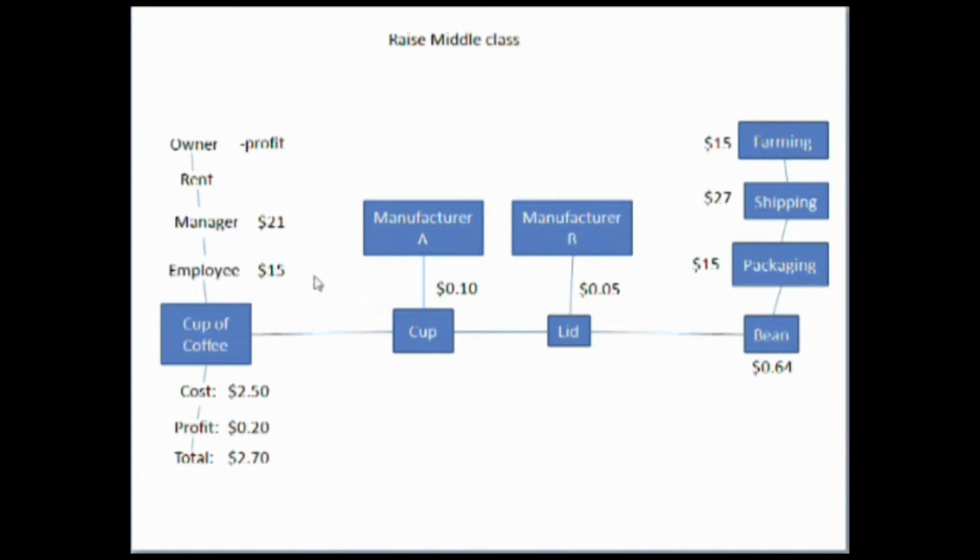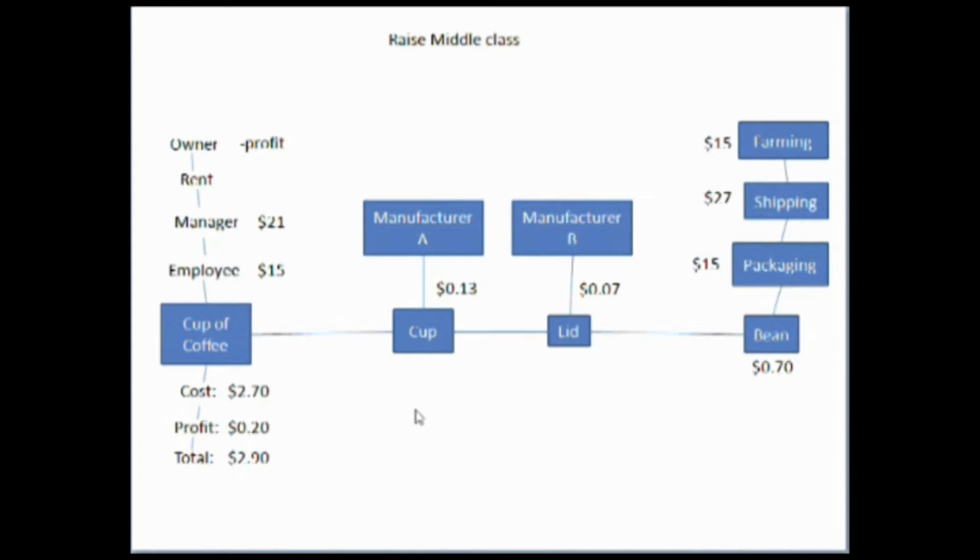And so they increase the cost of their products. So the bean goes up to 70 cents, the lid goes up to 7, the cup goes up to 13, and now the cup of coffee is at $2.70. The owner of the coffee shop still wants to make their 20-cent profit, and so now the cup of coffee is at $2.90. This increase hurts the middle class. It hurts the lower class. They're saying, well, now I have to pay more for this stuff, and I didn't get that much of a pay raise.